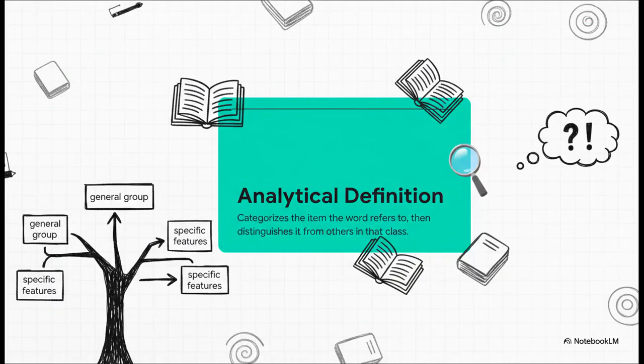This here is the classic approach. It's called an analytical definition. The idea is really simple. First, you tell you what group something belongs to. For example, a dictionary is a reference book. And then you explain what makes it special or different from all the other things in that group.